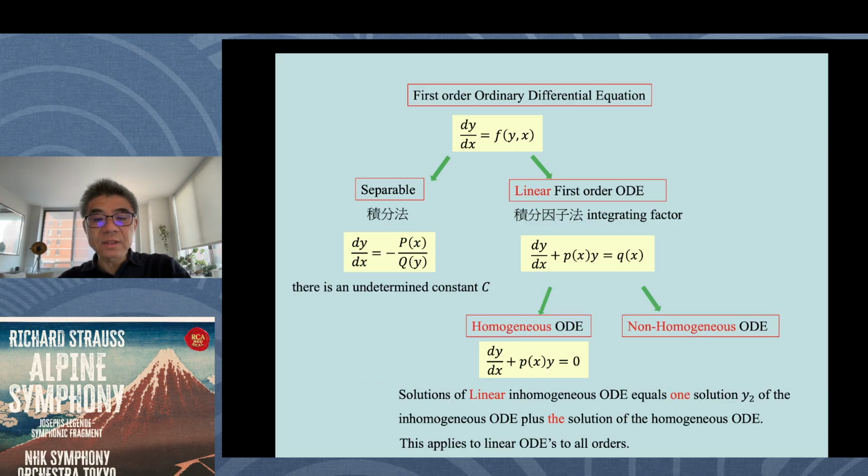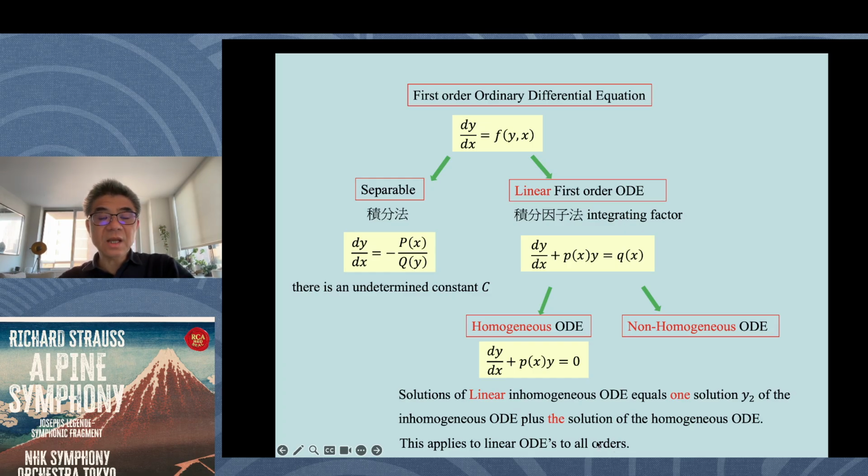However, there is one method that could be applied. When we take a look at the linear first order equation, we see that it is an inhomogeneous ODE. However, it could have a homogeneous version, and we have already proved that for an inhomogeneous linear ODE, the solution equals one solution of the inhomogeneous equation plus the solution of the homogeneous one. This conclusion actually applies to linear ODEs of all orders.